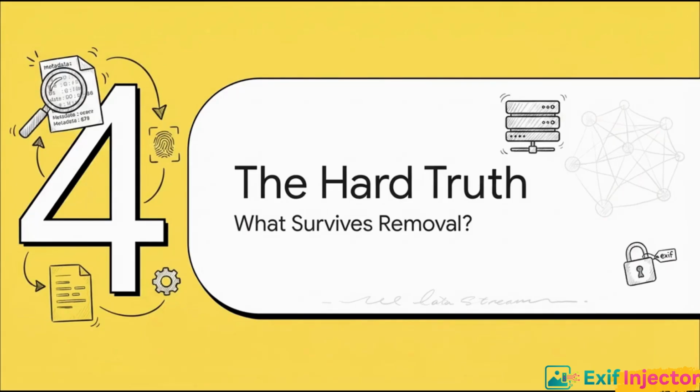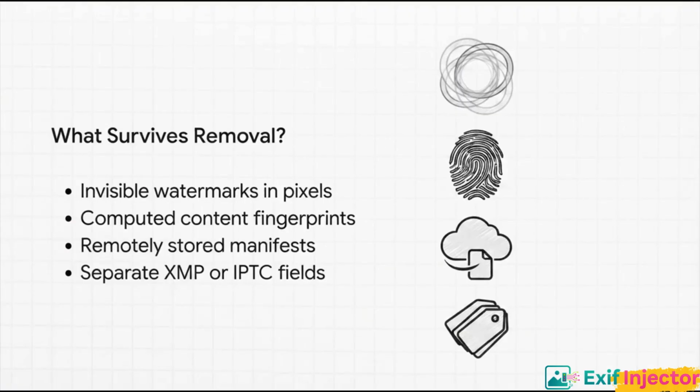Which brings us to section 4, the hard truth. What actually survives removal? We need to be completely honest about what doesn't get erased, because even if you use a sophisticated tool that successfully strips out the embedded C2PA manifest, there are still survivors. The C2PA specification intentionally supports things called soft bindings.